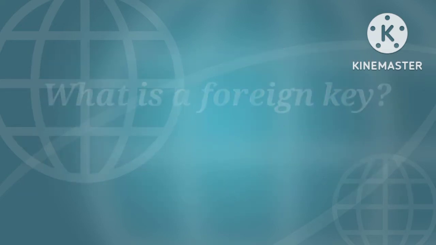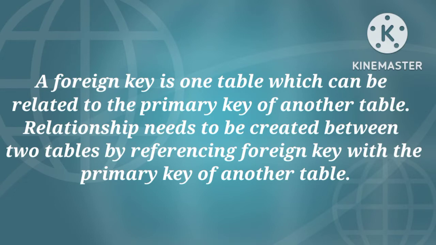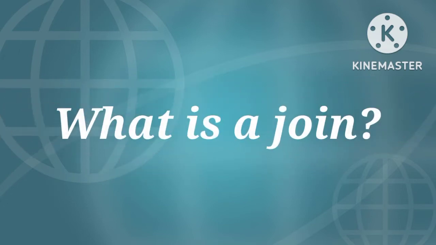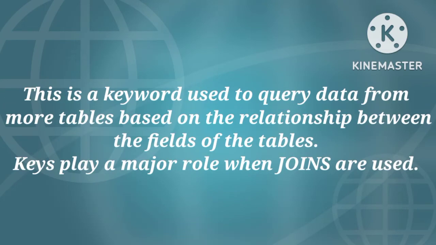What is a foreign key? A foreign key is one table which can be related to the primary key of another table. A relationship needs to be created between two tables by referencing the foreign key with the primary key of another table. What is a join? This is a keyword used to query data from more tables based on the relationship between the fields of the tables. Keys play a major role when joins are used.